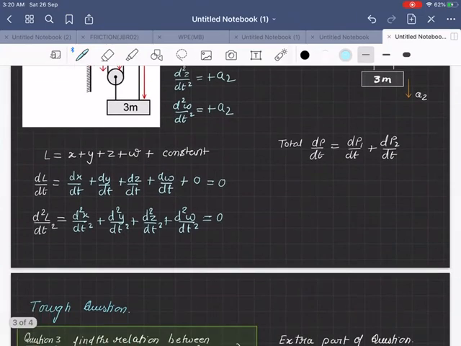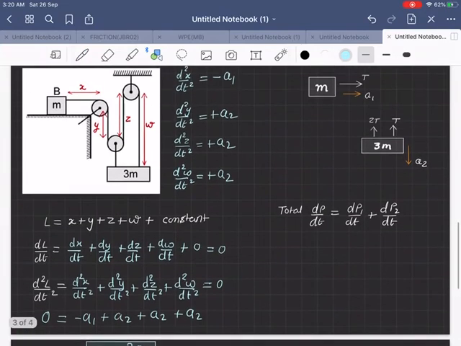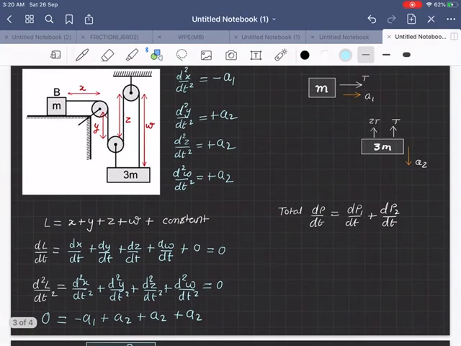Increase w, that's why plus. Now after that just put the values here, so you are going to get 0, and you are going to get minus a1 plus a2 plus a2 plus a2, and this will definitely give us a1 equals 3a2, the answer. Now method 1 is done. As I said, it is time consuming, but it definitely gives the answer.